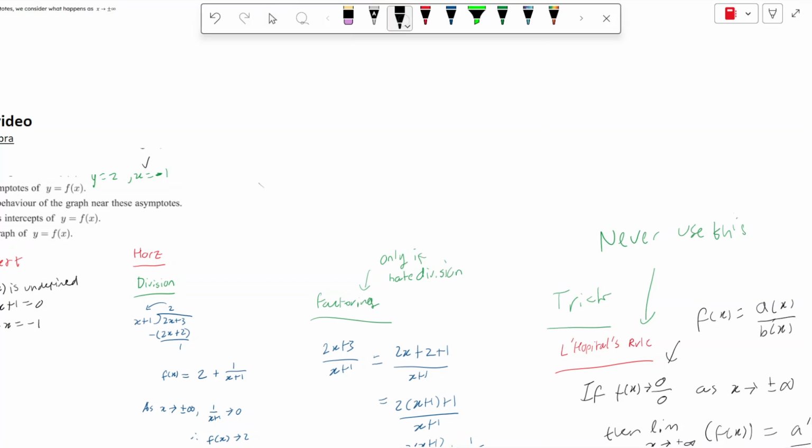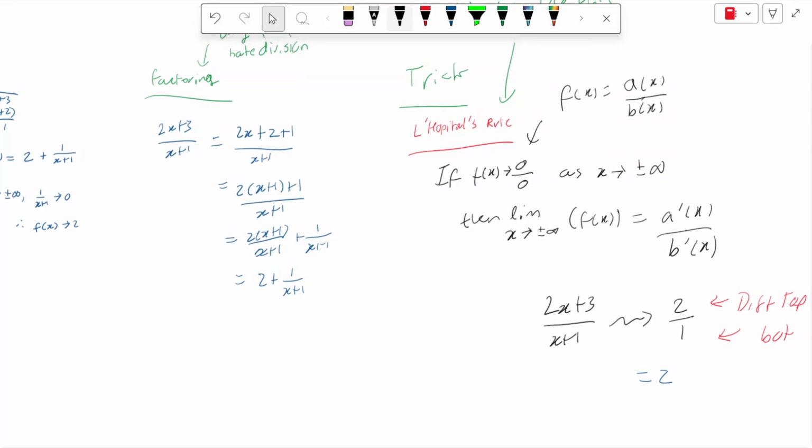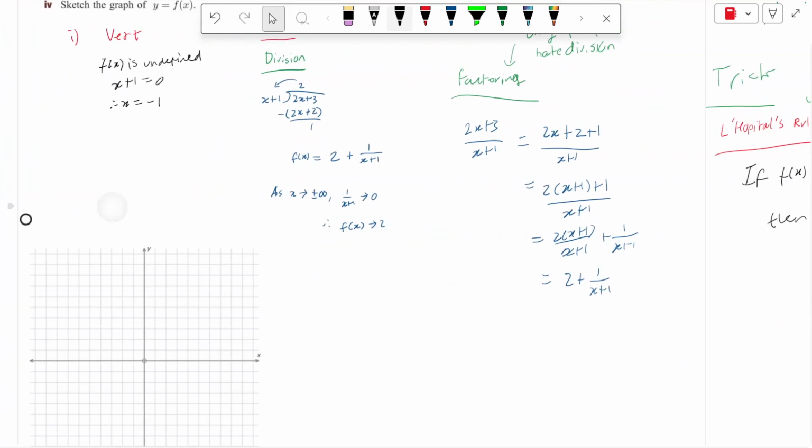So if I had something like 3x plus 5 over 2x take 8 or something like that, I could say that goes to 3 over 2, and that's the limit. So you can see really quickly just by differentiating the top and the bottom. Now, this is not the full statement of L'Hopital's rule. It's a little bit more complex than this, but this is all you need to just double check these limits.